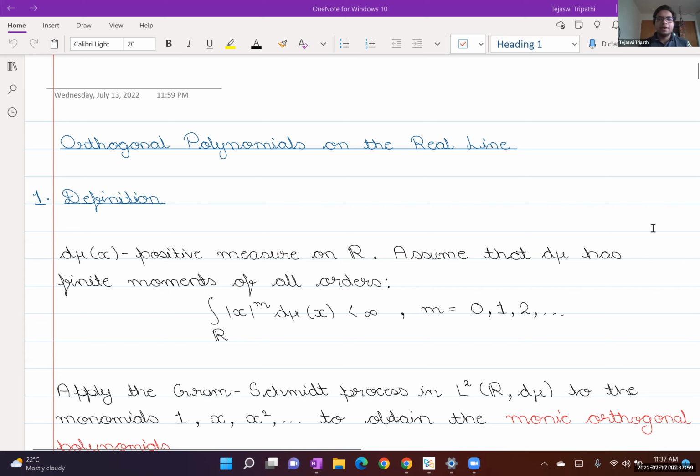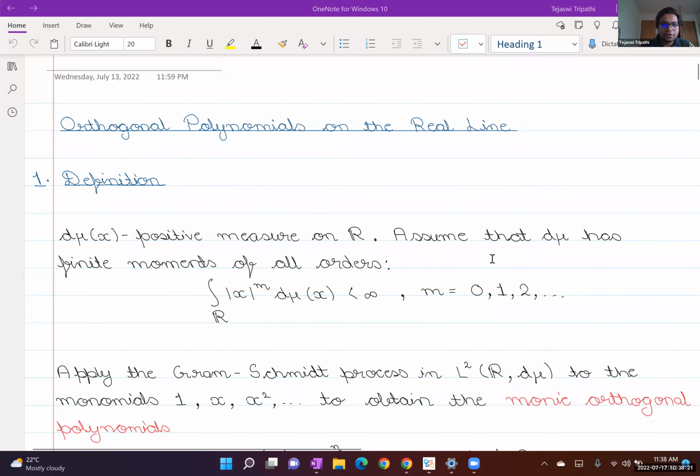Okay. All right. So in my last talk, I didn't give any proofs, it was just theorems and statements. But in this talk, I'll try to give some proofs which are not too complicated. Okay. So first, I'll start with orthogonal polynomials on the real line.